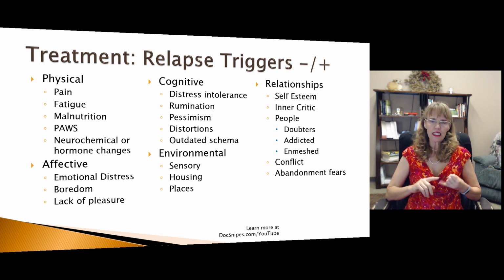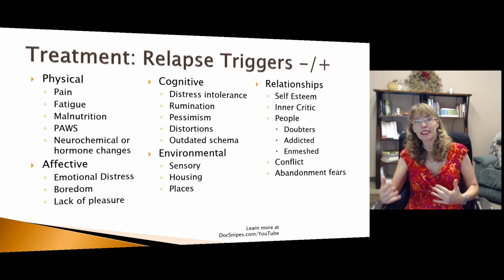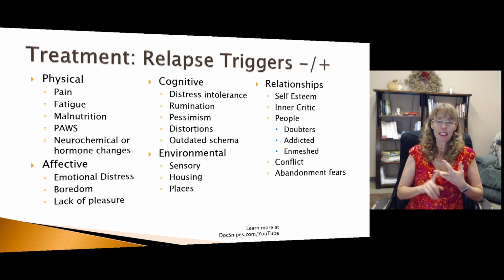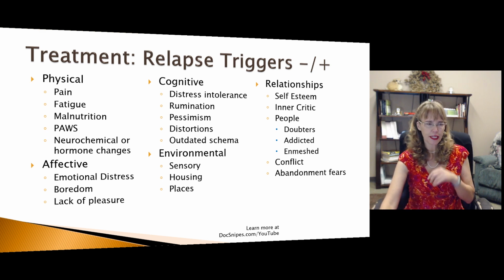Environmentally, addressing sensory triggers, sights, sounds, and smells that trigger distress or craving, and replacing them with sights, sounds, and smells that trigger happiness, confidence, and a desire for recovery.